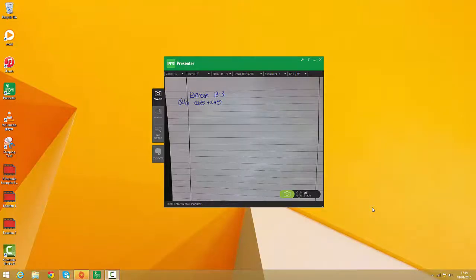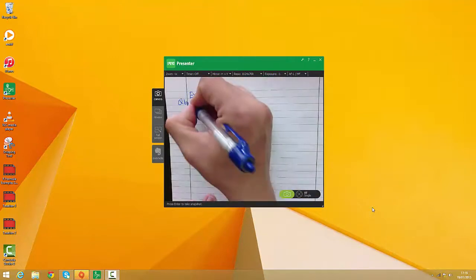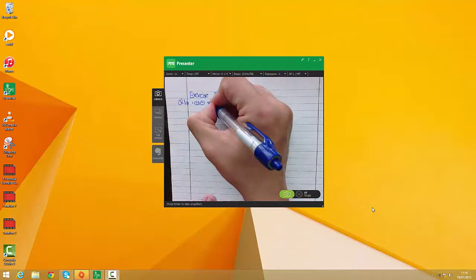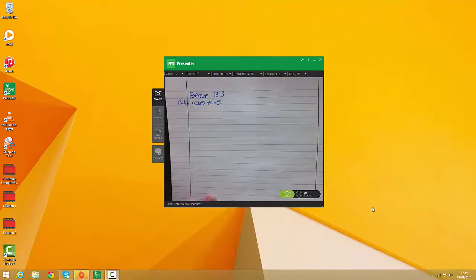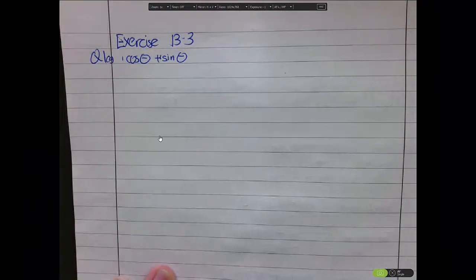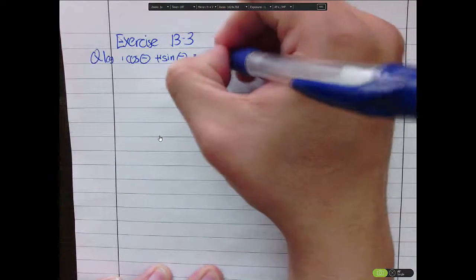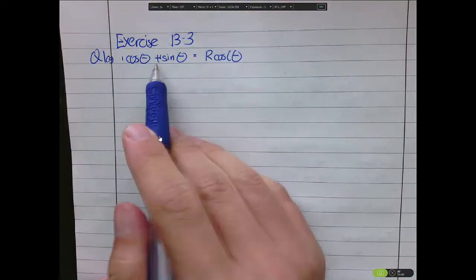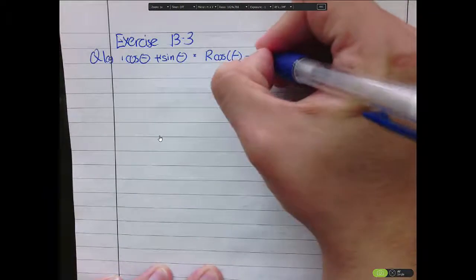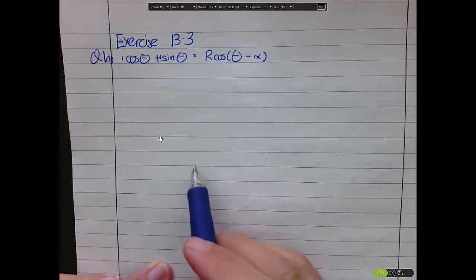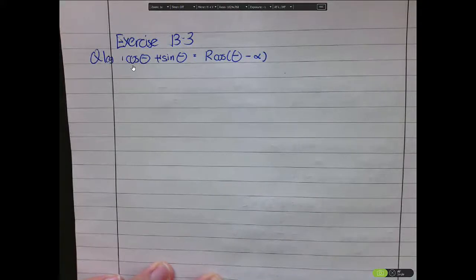Okay, today I'm going to do exercise 13.3, example 1a. First, if you notice for the R formula which we just went through, the coefficient of cosine theta is 1, and the coefficient of sine theta is 1. By the R formula, if cosine is in front, straight away I know that it becomes R cosine theta. For cosine, the plus will become a minus alpha. So you must be able to at least write down that 1 cosine theta plus 1 sine theta is R cosine theta minus alpha.